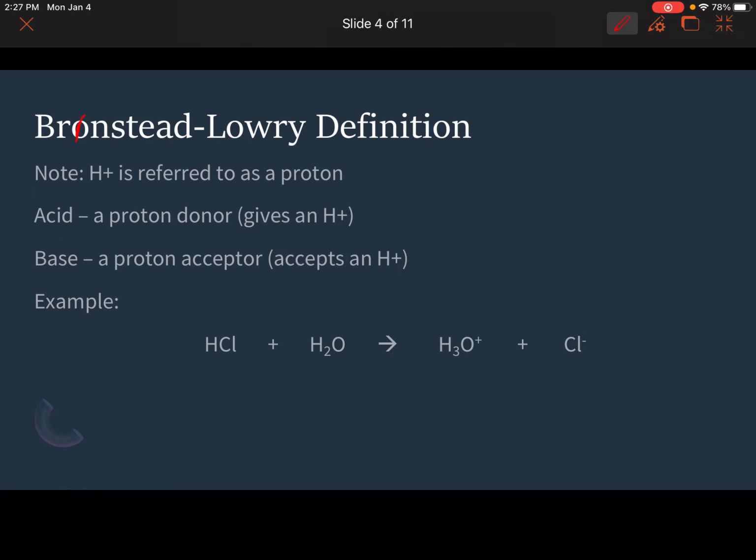So, the Bronsted-Lowry definition. Now when we go through these, note that whenever we talk about H plus, that is referred to as a proton. So if we talk about a proton, what I'm actually talking about is our H plus here. Now, an acid then is defined as a proton donor. So what this means is that it gives an H plus, whereas a base is defined as a proton acceptor. So it accepts an H plus. So we're not actually talking about OH minus at all anymore here.